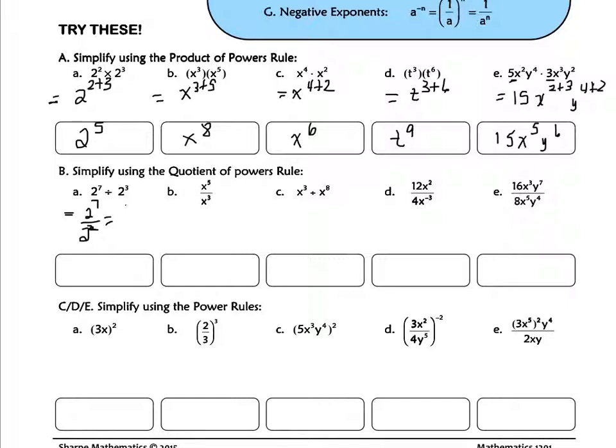So that would be 2 to the 7 minus 2, or 2 to the 5, which is 32. And the next one, again, you can think of that as cancelling or subtract your exponents.